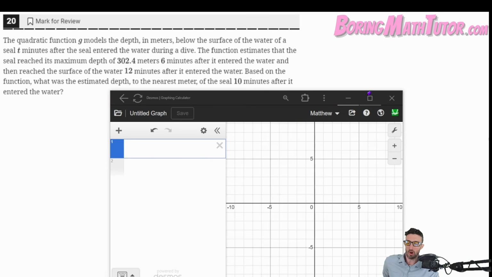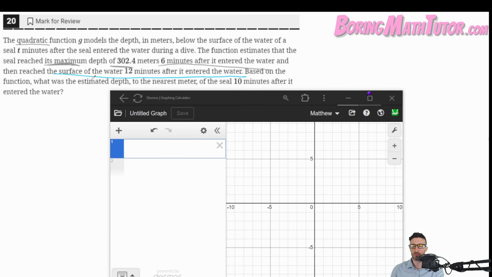We are going to cheat our brains out on this problem. They are telling us it's a quadratic. They're saying that it's going to be modeling the depth below the surface of the water t minutes after a seal entered the water during a dive. And 6 minutes after it entered the water, it reached a maximum depth of 302.4. And then it reached the surface of the water 12 minutes after it entered the water.